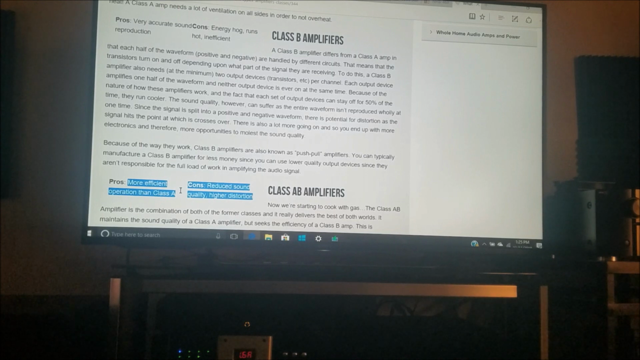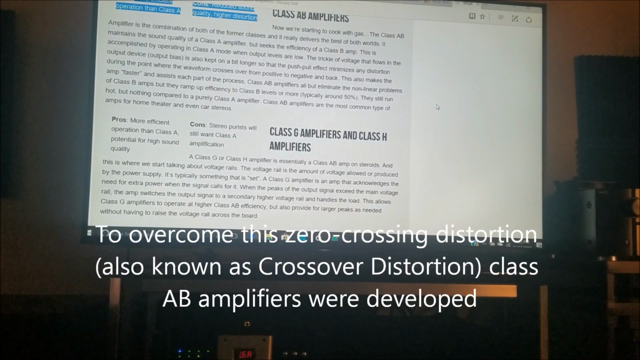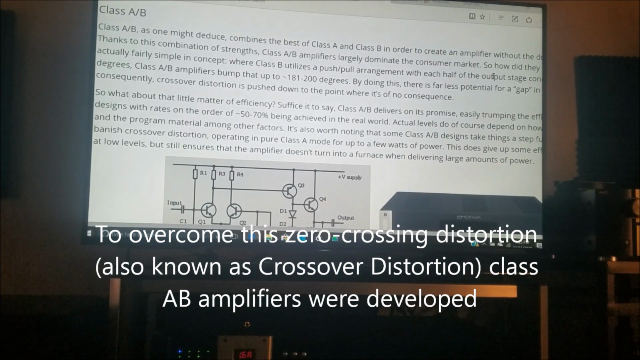However, I do want to point out that on the upper hand, Class B amplifiers are more efficient than Class A amplifiers. Well, the downside: when they switch off at 180 degrees of that waveform and the other device takes over, there's a reduced sound quality because of that crossover distortion. And so the next best thing to arrive, you guessed it, Class AB.